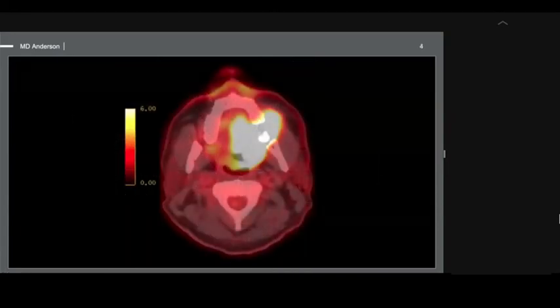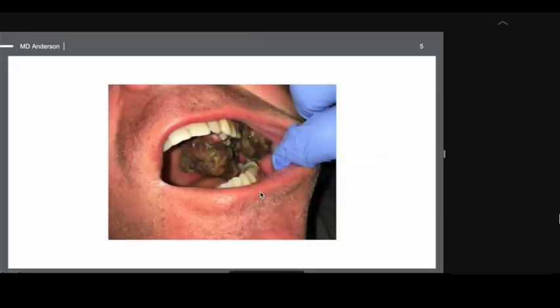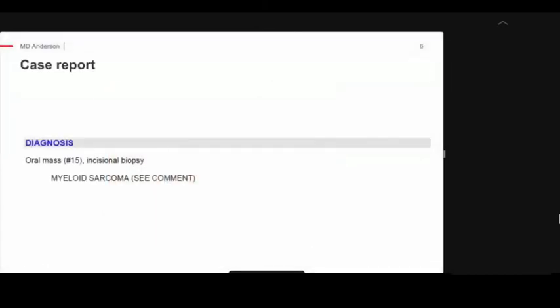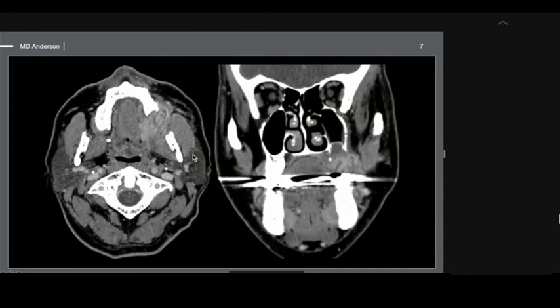On the FDG PET CT, we can see that the lesion is extremely FDG avid. No other hypermetabolic lesions were identified elsewhere. This picture shows the greenish appearance of the mass at the visual inspection, and a biopsy confirmed this lesion to be a myeloid sarcoma.